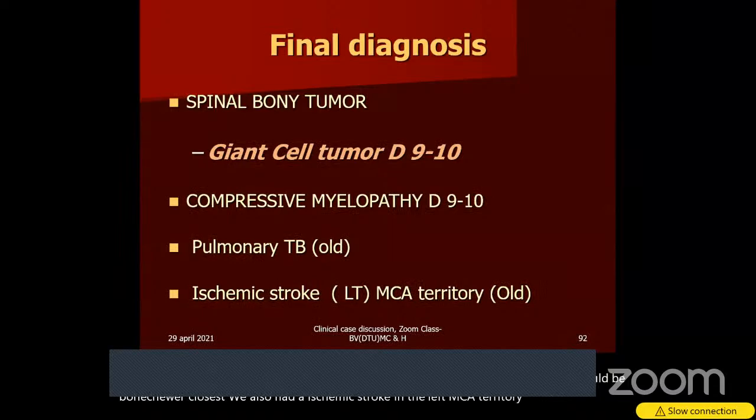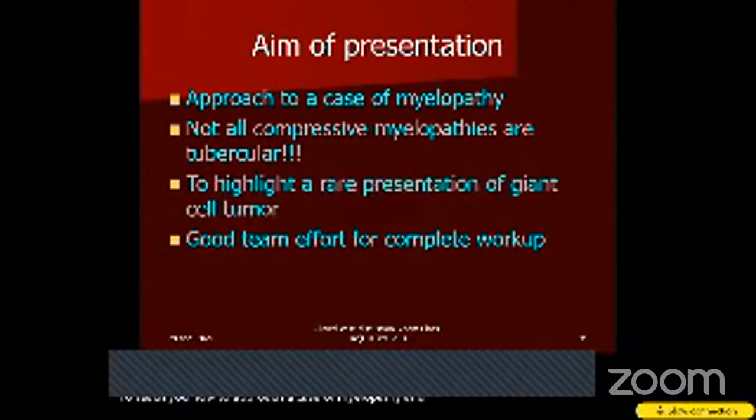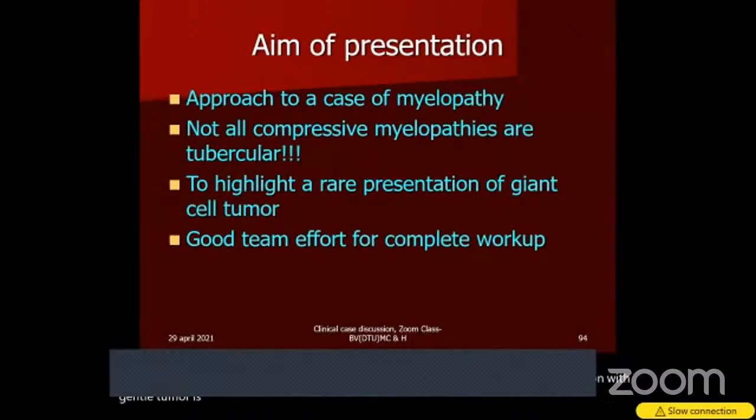will be done. The aim of this presentation is to teach you how to approach a case of myelopathy, discuss briefly the anatomical and physiological aspects of the spinal cord, and to say that not all compressive myelopathies are tubercular, like this case, which we thought was tubercular but turned out to be giant cell tumor. A rare presentation of giant cell tumor is presented. Right, so that's all from the case discussion point of view.